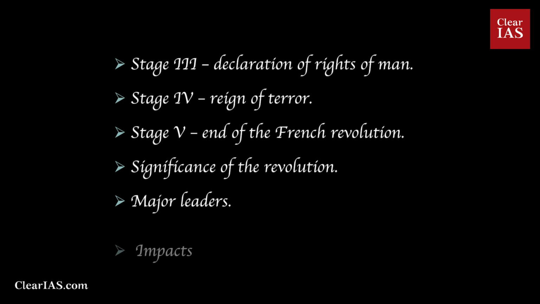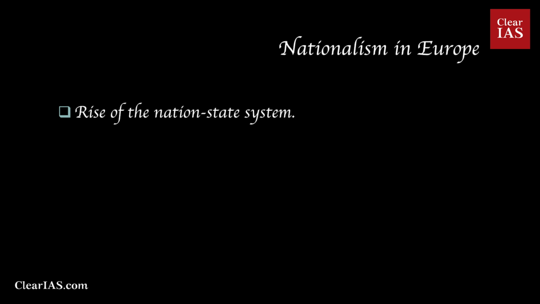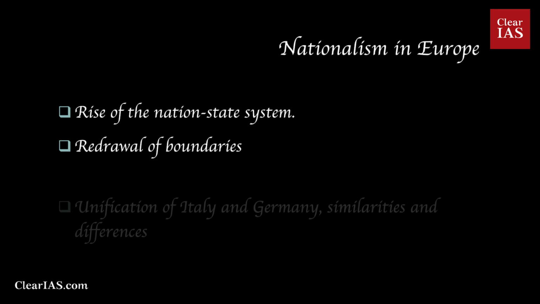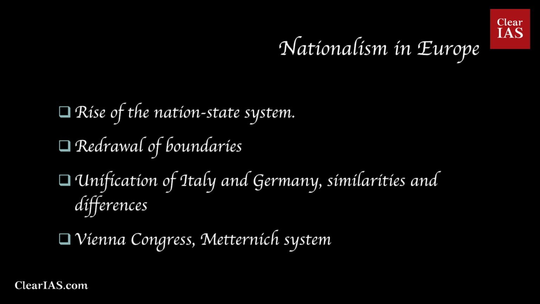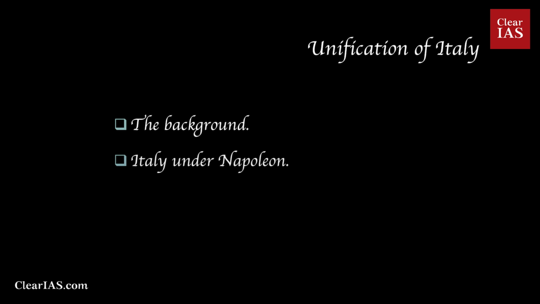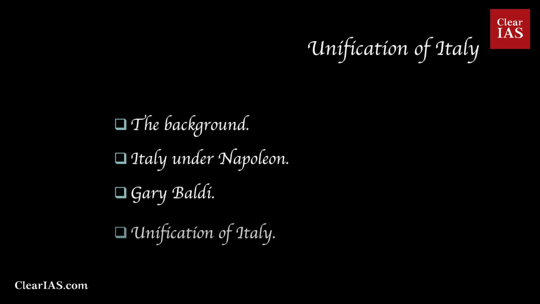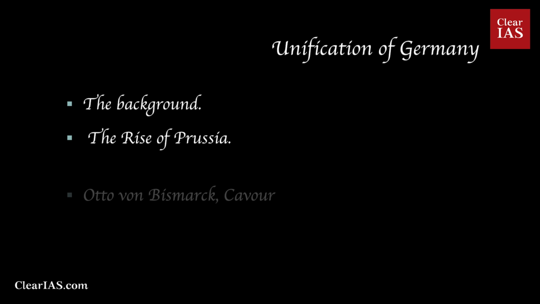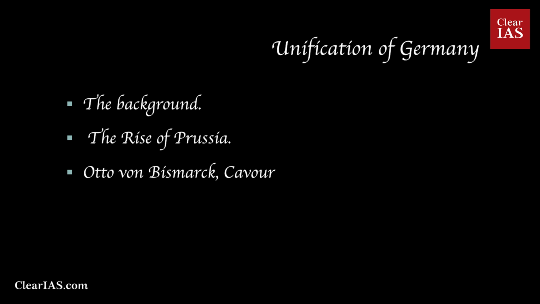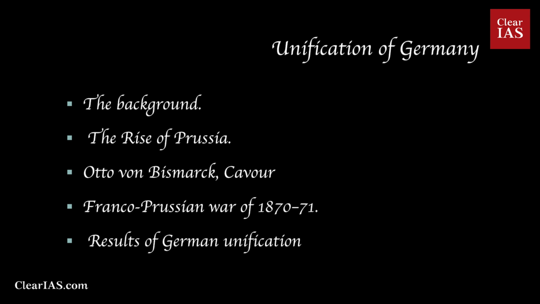So, you should know the important events related to nationalism in Europe such as rise of the nation-state system, redrawal of boundaries, unification of Italy and Germany and their similarities and differences, Vienna Congress, Metternich system. Major points related to unification of Italy include its background, Italy under Napoleon, contributions of Garibaldi, unification of Italy and the aftermath of unification. Regarding unification of Germany, you should learn its background, the rise of Prussia, significant personalities such as Otto von Bismarck, Kaiser, Franco-Prussian War of 1870-71 and results of German unification.